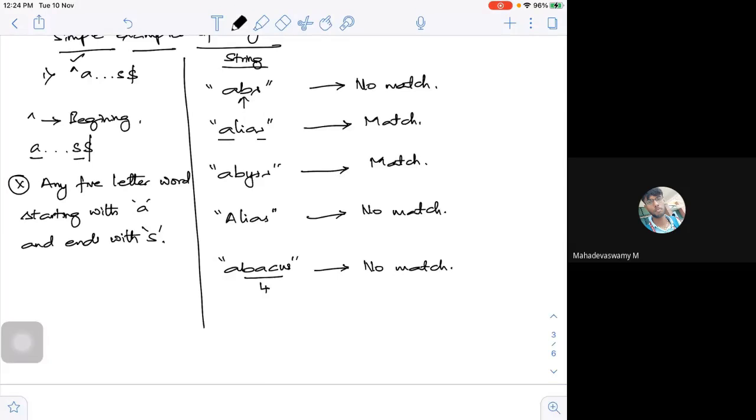What we try to do is use this particular thing, match a particular pattern and try to check for it. So use your meta characters and try to check for it. Let me check for one more example.